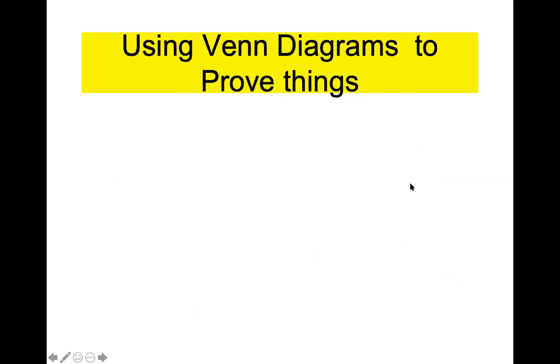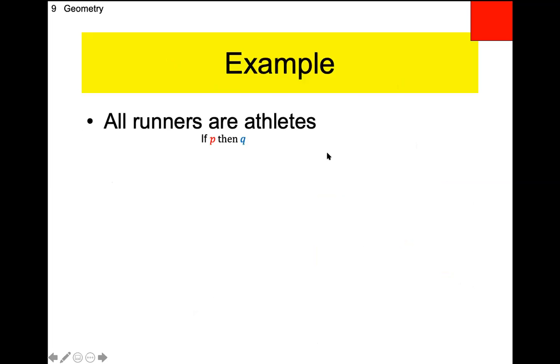Not too hard to understand. Well, it turns out that you can actually use Venn diagrams to help you prove things. It doesn't seem that way. So the easiest way for me to show you this is just to demonstrate it. So here's a statement: all runners are athletes. Can we agree that this is a true statement? Yes. Okay. Sure. So that's a true statement.